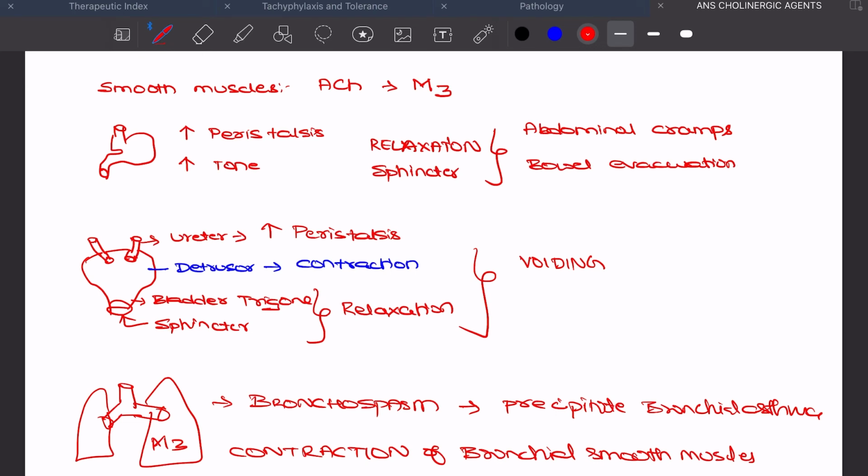So this was about the action of muscarinic receptors by acetylcholine. That is to say, acetylcholine mediates actions through M3 receptors on smooth muscles.